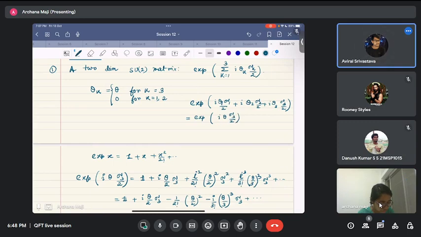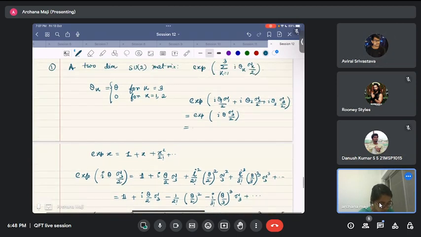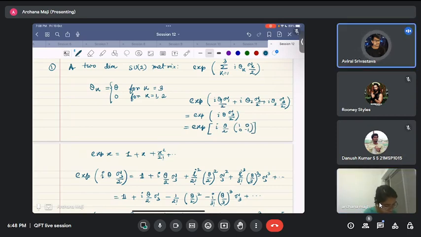Yeah. You want to substitute the value of sigma_3 here? Yeah, so you can do that. So this exponential of i theta over 2 sigma_3 is the matrix 1, 0, 0, minus 1. Yes. But in this case, I was getting a different result.